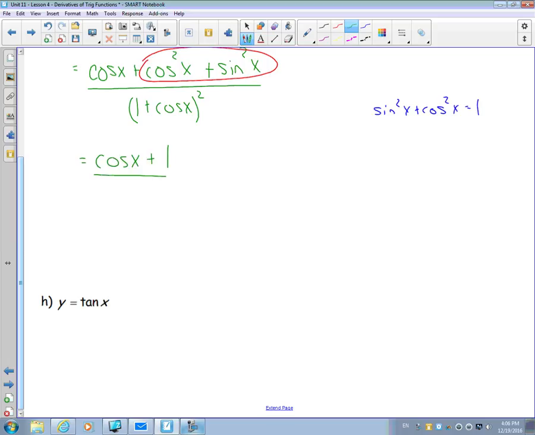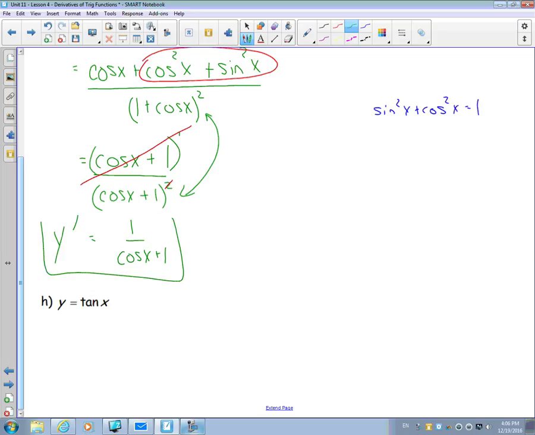Now on the bottom, just to make life a little bit easier, take a look at what I can do here. I hope you agree that these two things are still the same. I just changed the order. And why would I want to do that? Well, if I have things that are the same on the top and the bottom, I can cancel them. In other words, I can cancel one whole thing of these with one of these. And I'll be left with 1 over (cos x plus 1) as my derivative function. Okay, so those identities we worked on last year are going to come back to haunt you a little bit now. Just some of the basic ones.